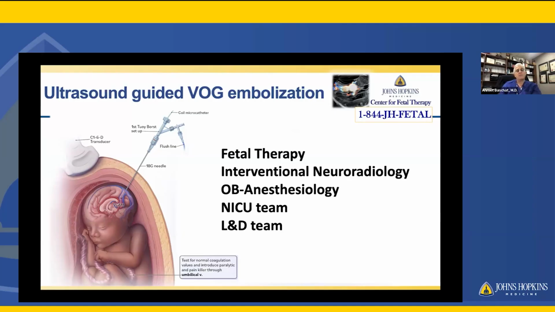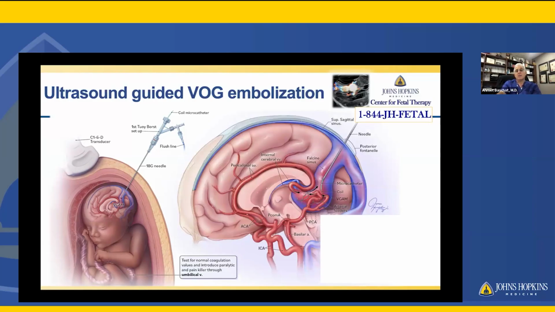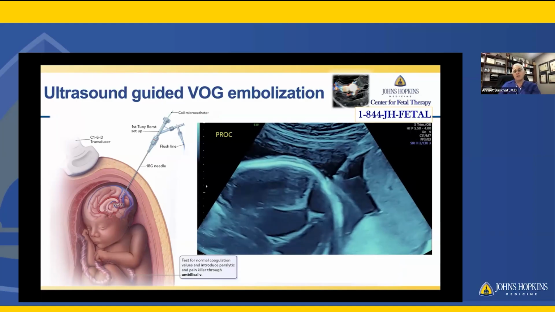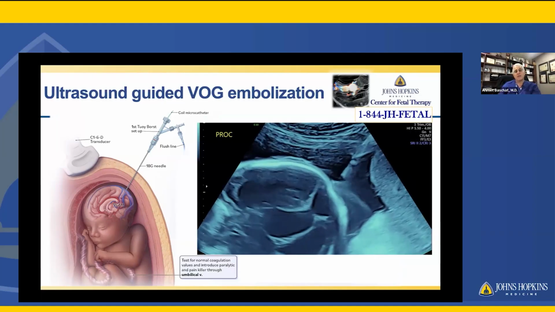And what we do here is basically that we turn the baby into breech, give the baby a paralytic agent. It's a multi-D setup with fetal therapy, interventional neuroradiology, the OB anesthesiology team, but also the NICU and L&D teams. And basically, we cannulate the falcine or the straight sinus with an 18 gauge, then put a vascular catheter in, and then coils are deployed. And here is a video of what that looks like in real life.